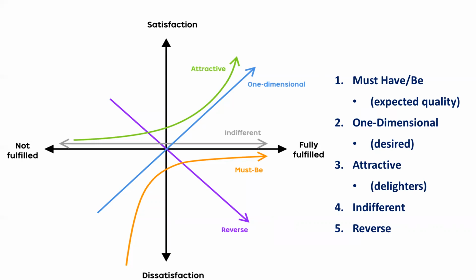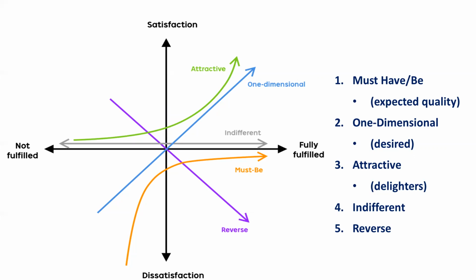The one-dimensional blue line, as I just explained, is some desired quality which the customer has. He specifically asked for it and he needs it. So if you do it well, the customer is happy. If they don't do it well, the customer is dissatisfied. The green line is your delighters. So even if they do it well or they don't do it well, the customer is already in the satisfaction zone. If they do it extremely well, the customer is on top of the world.